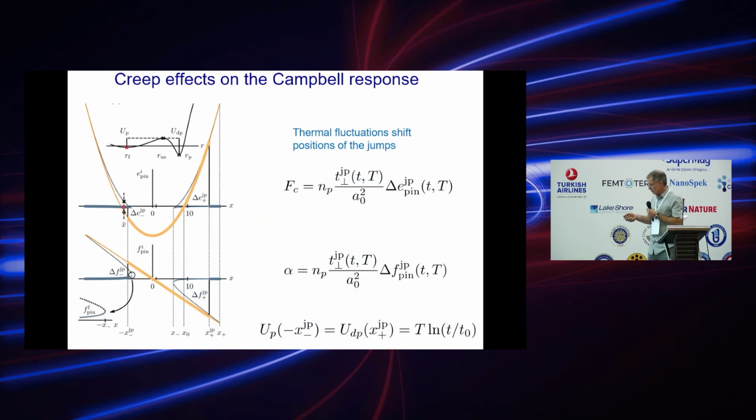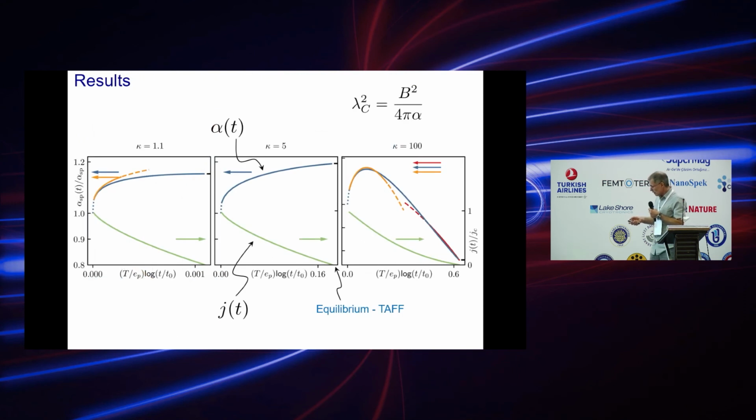Now if we study creep, then it's very simple. From the value of the barrier, we know where the new jump in occupation will happen. For calculating average pinning force, we look at the jump in energy. For calculating the curvature, the Campbell length, we look at the jump in force. And that's the result. Here, for different strengths of the pinning potential: marginally pinned, so almost no pinning, and very strong pinning.